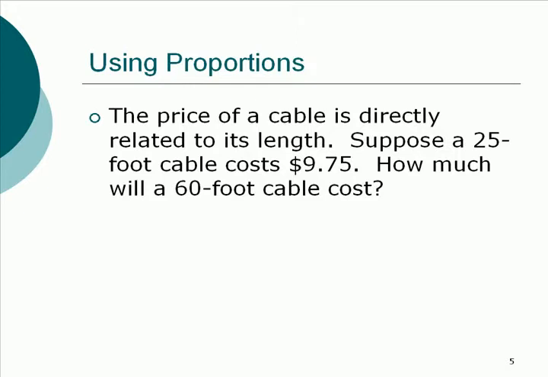Let's say that the price of a cable is directly related to its length. That is to say, if you buy a cable that's twice as long, it's going to cost you twice as much. So let's say that a 25-foot cable costs $9.75. Then how much is a 60-foot cable going to cost? Now, one thing that you might be thinking is, we'll figure out the cost per foot. That's the K method, or the constant of proportionality method. We're going to do that later. What we're going to do right now is set up a proportion.